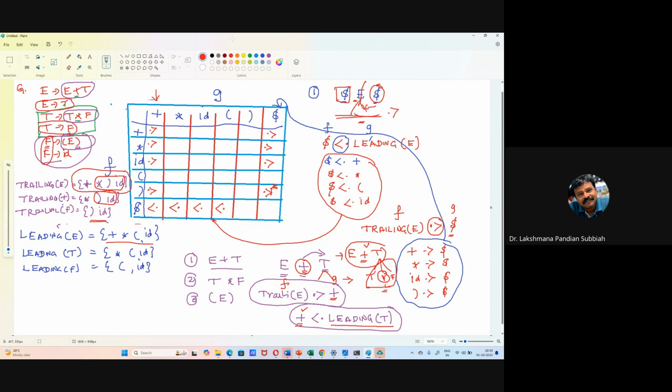We are taking off the trailing of E. Now we are filling this one here, this operator we are filling now. Then here you take this one as this plus is F of, this leading of T is G of. So now you have to take that row-wise: this plus, F of that plus, and G of is here. So this ID has higher precedence. Then this ID, the star, ID and open bracket have higher precedence. We are building now. Clear?